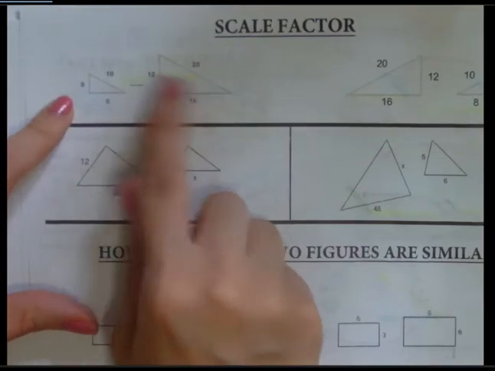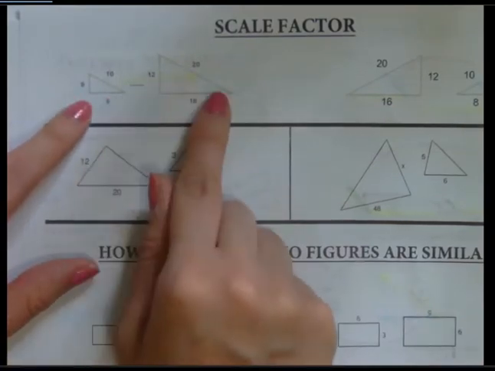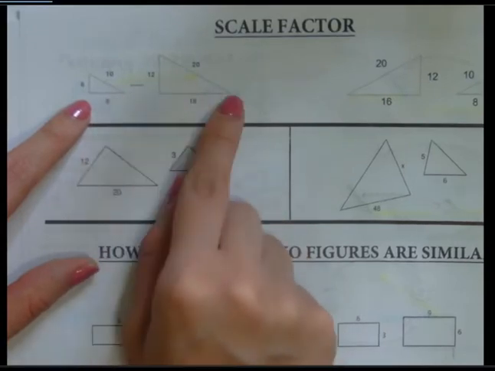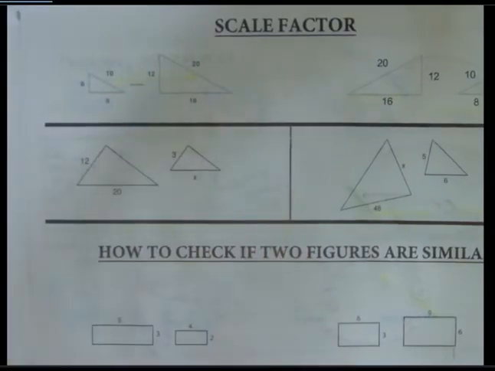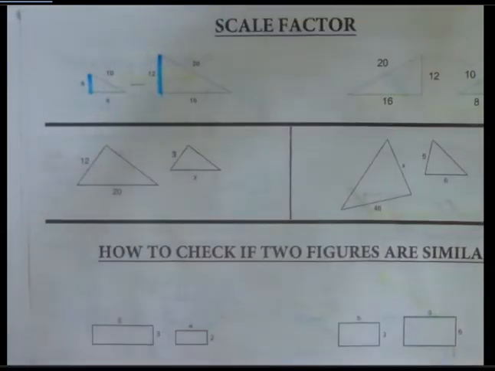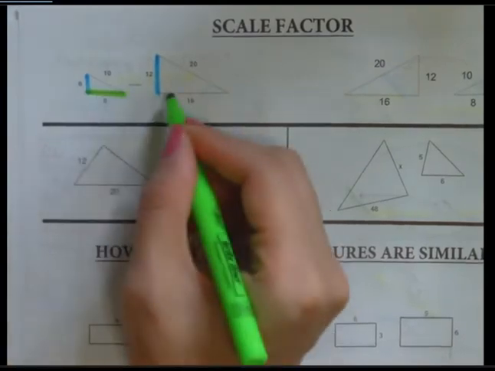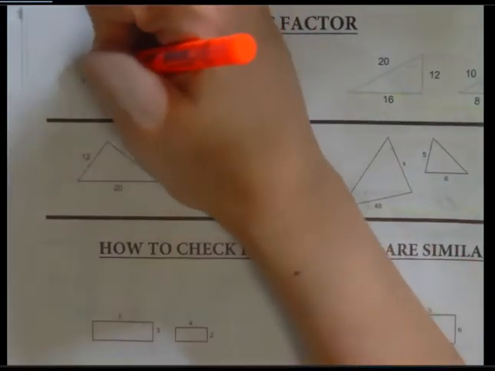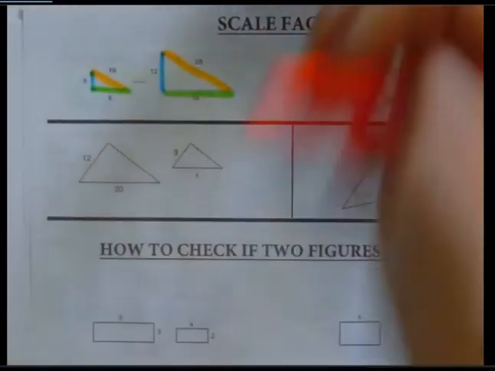Okay, I want you to look at these two triangles. They are similar. One's smaller, one's big, same shape, different size. Now I want you to match the corresponding sides. 6 corresponds with 12. They're in the same position. 8 corresponds with 16. And 10 corresponds with 20.